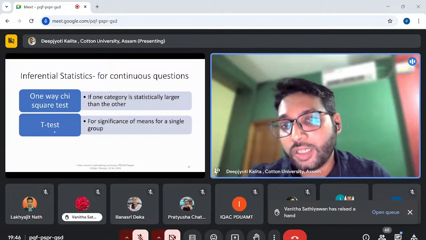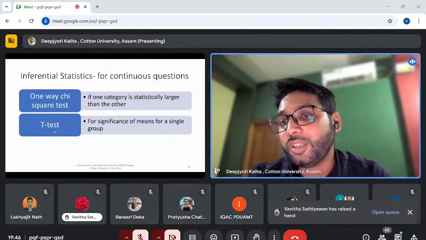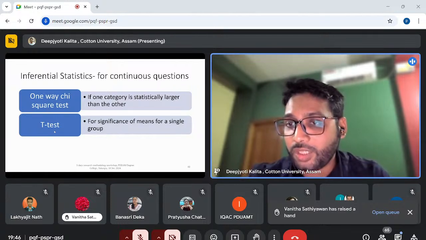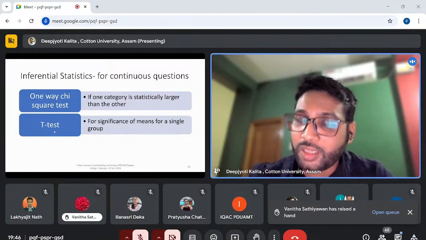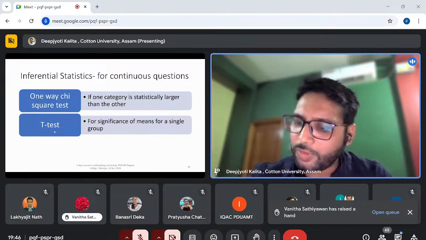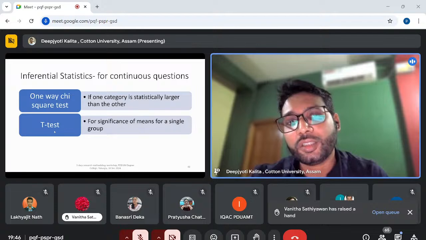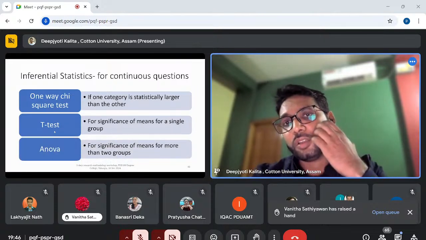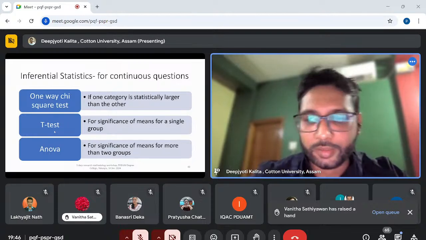Yes, you can obviously run a t-test if you want to identify whether the difference in means is significant or not, whether the differences appearing in your data are not by chance or by luck. Like that, you can also run a t-test for inferential statistics. Yes, always you can have ANOVA if you have more than two groups in your study.